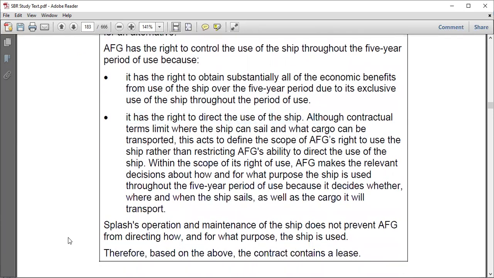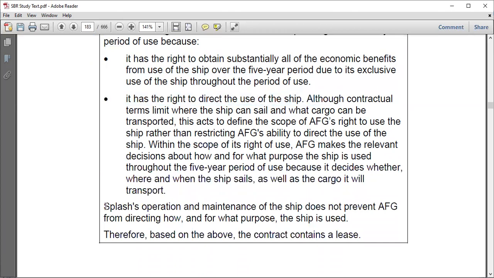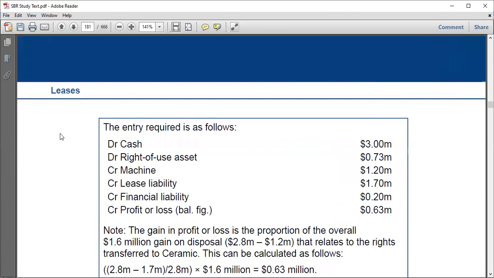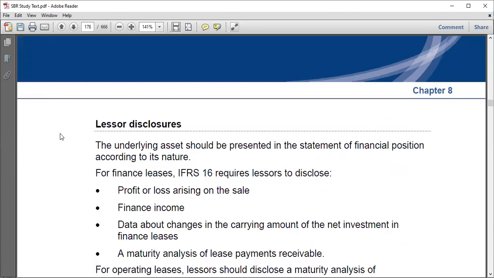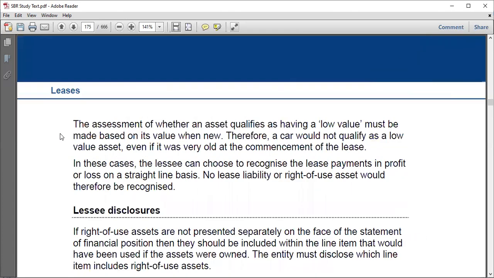Now, if you just proceed to the last point here, we say that Splash's operation and the maintenance of the ship does not prevent AFG from directing how and for what purpose. As I told you, this is irrelevant; maybe it can come later when we see whether this is an operating lease or finance lease, which is of no concern right now. Therefore, based on the above, the contract contains a lease. Of course, in an exam, most of the times you won't be required to specify this, but you really need to know how to go about this issue, right?